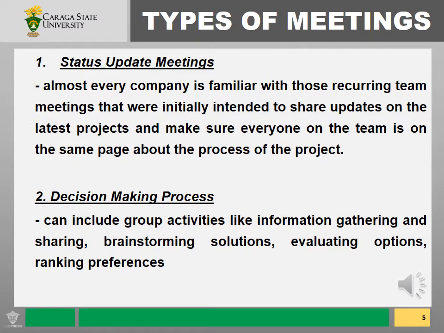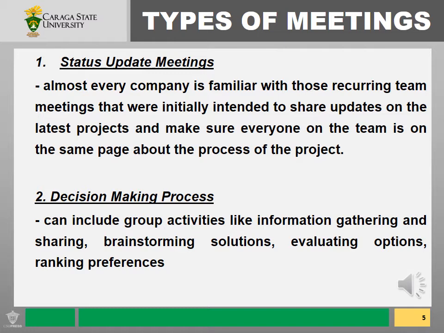We have also other kinds of meeting. The status update meetings. Almost every company is familiar with those recurring team meetings that were initially intended to share updates on the latest projects and make sure everyone in the team is on the same page about the progress of the project. Status update meetings are one of the most common meeting types. This category includes regular team and project meetings, where team members align their own progress towards a common goal by communicating current updates, tasks, progress, challenges, and next steps.